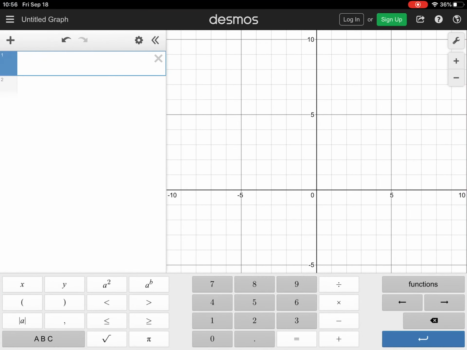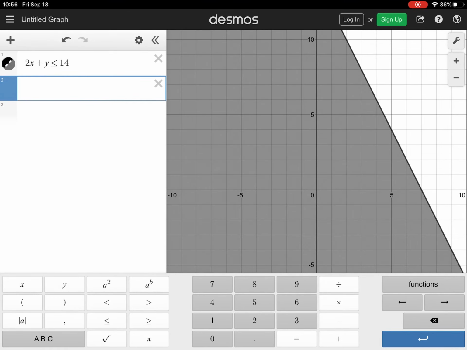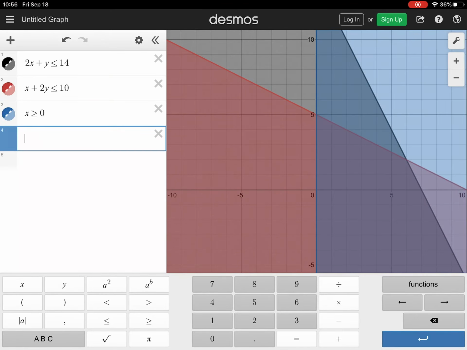so the really nice thing about Desmos is that you do not have to get y by itself. If you remember using calculators when we were in school, we always had to get y by itself in order to be able to graph it. Well, that is not the case with Desmos. So it's going to look like this.